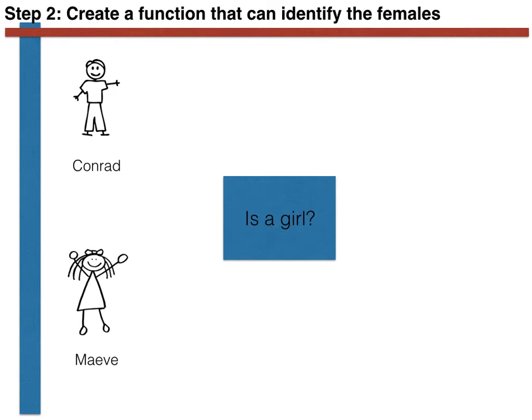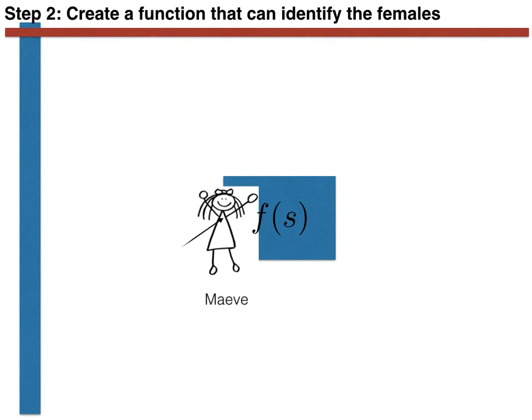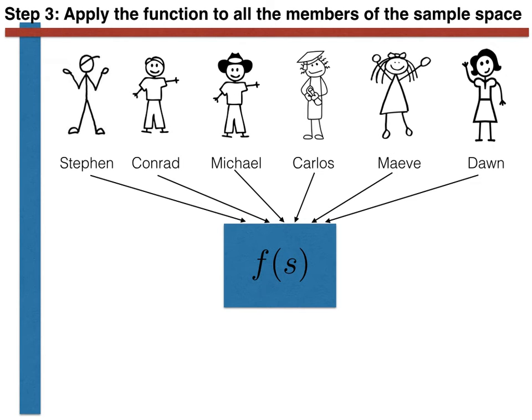If we consider the operation of this function, in goes Conrad. The function does its thing, and out comes a 0, which tells us that Conrad is not a girl. By contrast, when we put Maeve into our function, a 1 comes out as Maeve is female. Let's now perform this function on all the members of the sample space.